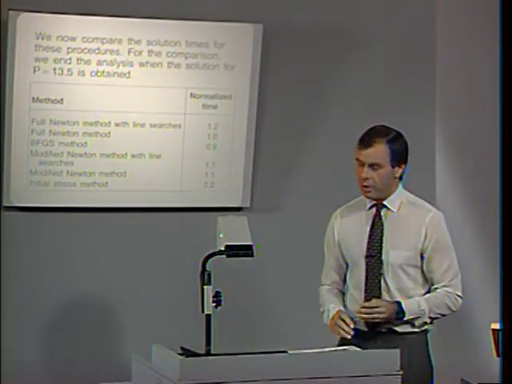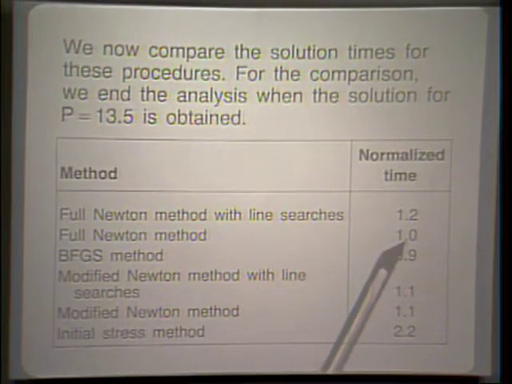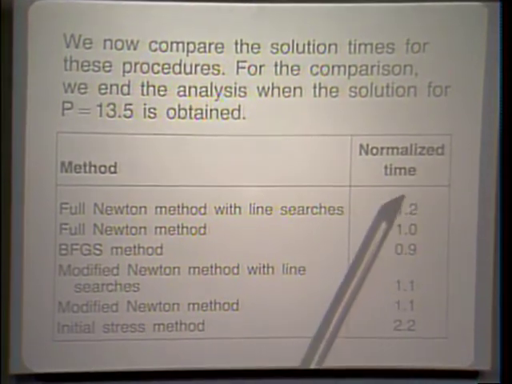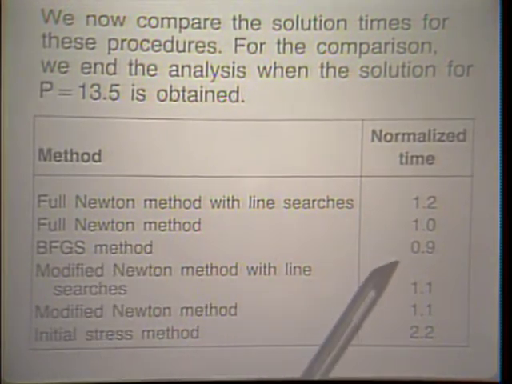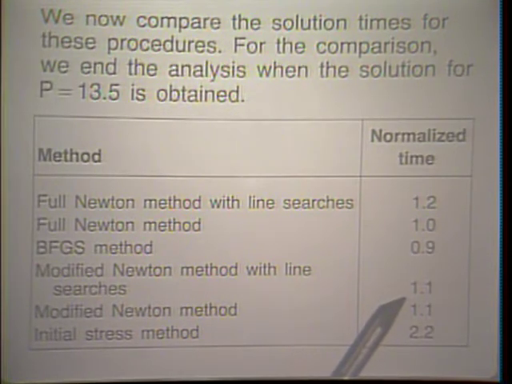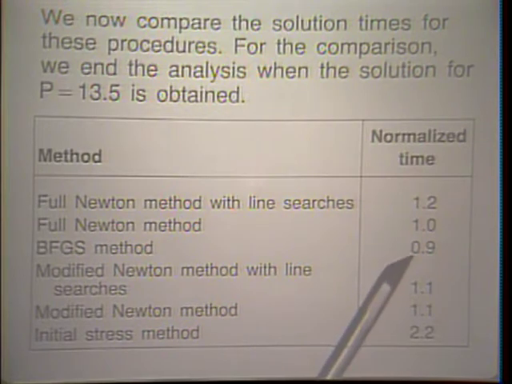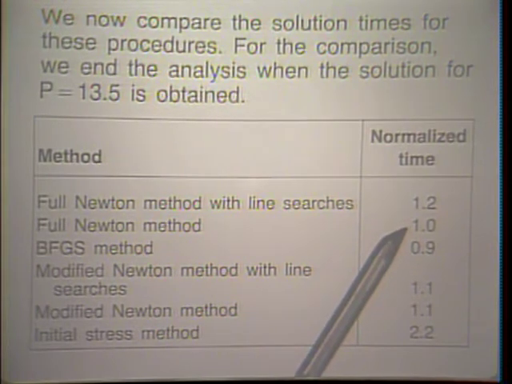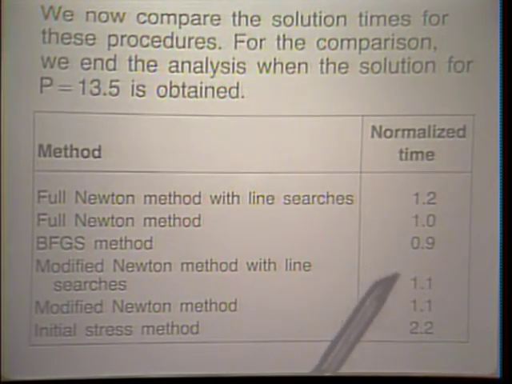If we compare now the different solution techniques in terms of their cost effectiveness, we find that normalizing to the full Newton method solution time, the full Newton method with line searches takes 1.2 times the time that is used in the full Newton method. The BFGS method has here 0.9. The modified Newton method with line searches 1.1. The modified Newton method 1.1, and the initial stress method 2.2, showing that the BFGS method is just a tiny bit more effective than the full Newton method, hardly worthwhile mentioning. But we also see that the initial stress method is twice as expensive as virtually all of the other methods.